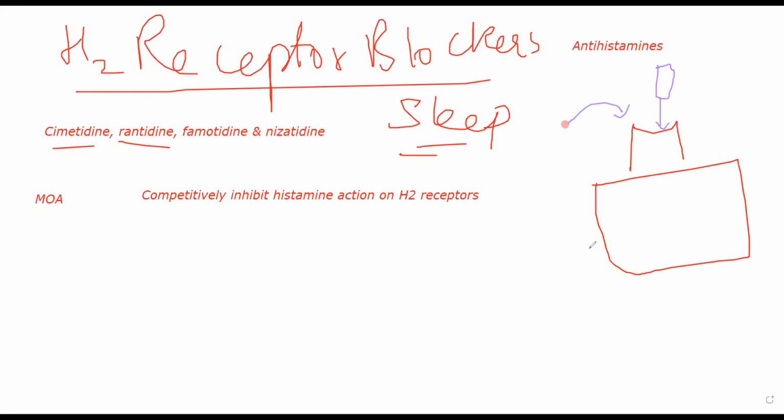Okay. It will have the same configuration as histamine, but it will not perform the same function as histamine. Okay, it will block that receptor, and because it is blocking the H2 receptor, histamine cannot attach to the receptor anymore, and it will not be able to give you HCl. Essentially, because of this, what happens is HCl production decreases.